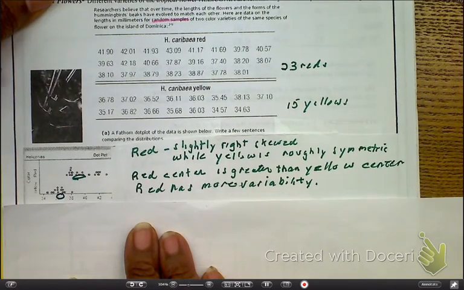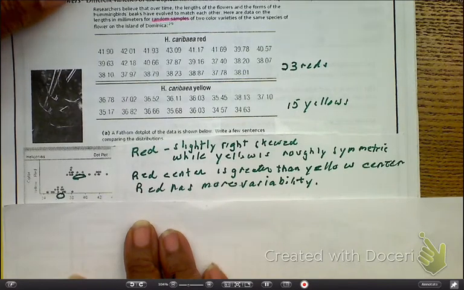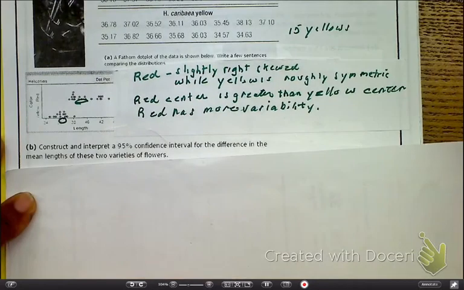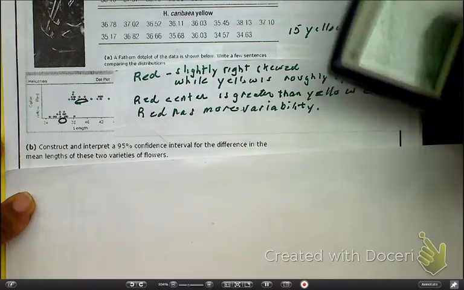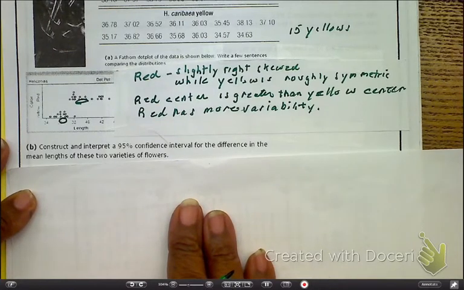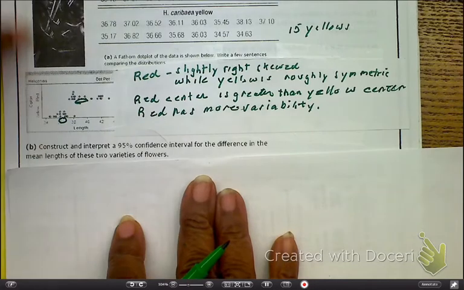I don't see that there are any potential outliers, but when we do our box plot, we can confirm that one way or the other. We are about to construct a two-sample t interval for the difference of two means, in this particular situation of the variety of flowers.